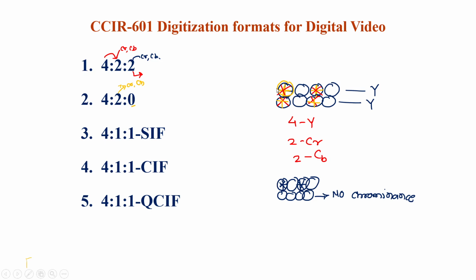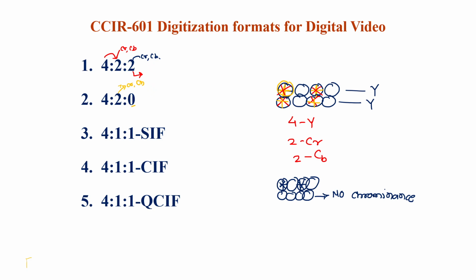So in the 4 samples of luminance, I have used only 2 samples of the chrominances. That is what we call chroma subsampling. You have not used exactly the same samples for luminance and chrominance. If you're transmitting luminance with 4 samples, you're going with 2 samples of chrominance. That is what we call chroma subsampling.